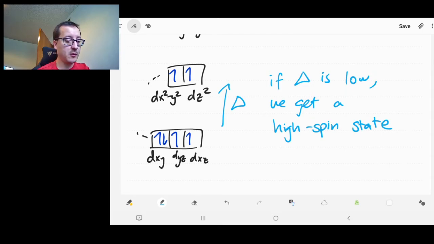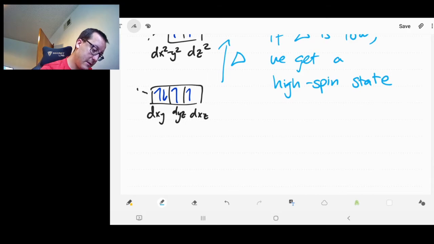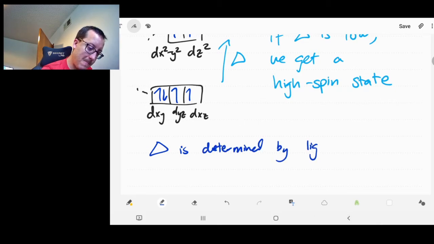So it just depends who's going to win. There's that energy cost for pairing electrons off, but there's also the energy cost for having these d orbitals interacting with your ligands. So it just depends whichever one's going to be bigger. And we are going to see that delta is determined by the ligands.